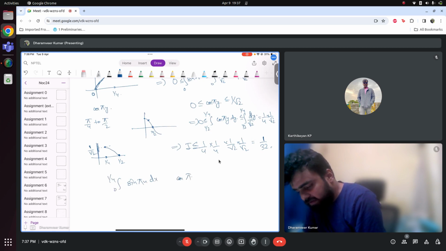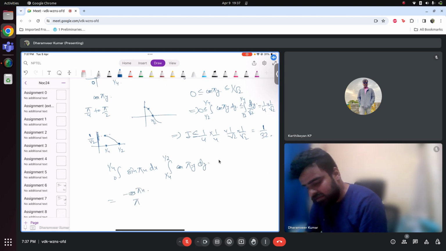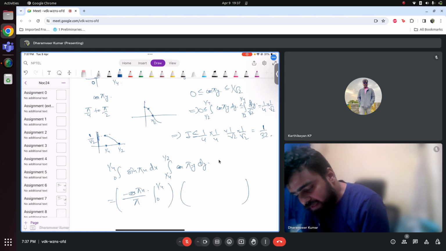Easily. Integrating from 1 by 4 to 1 by 2, then when you evaluate this, it will be nothing but minus cos pi x from 0 to 1 by 4, times sin pi y over pi, from 1 by 4 to 1 by 2, right?